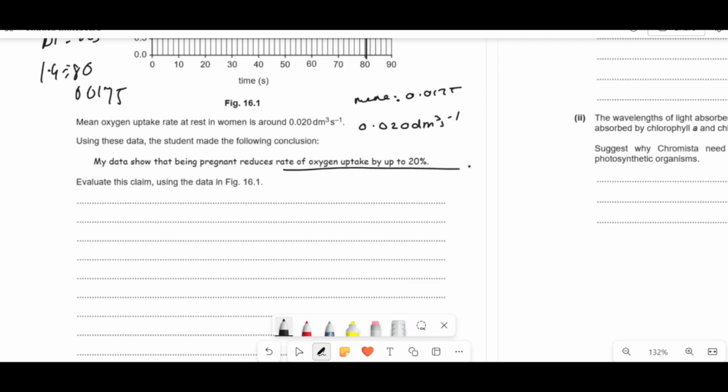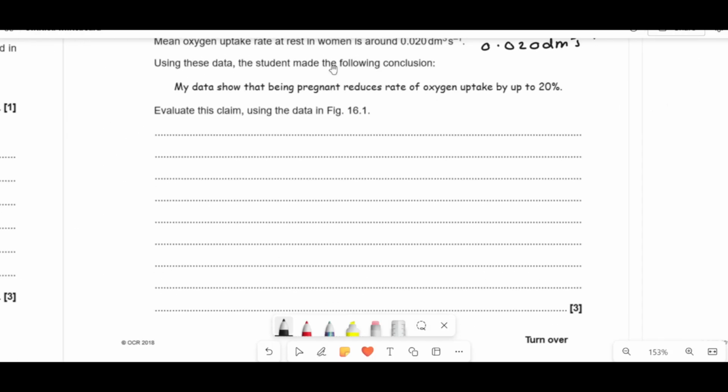So mine that I got is 0.0175, and the student says that my data shows that being pregnant reduces the rate of uptake with this. So when you're evaluating, the rules are, you've got to look at this and say, can I say that this is 100% true and I can apply it to absolutely everyone in the universe?